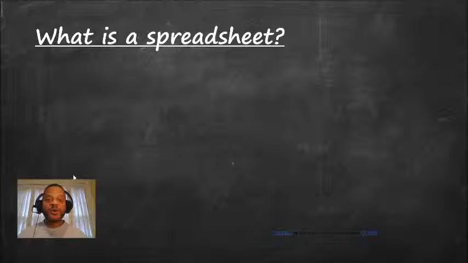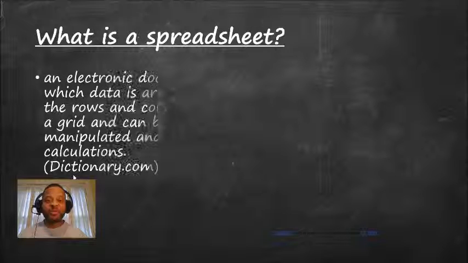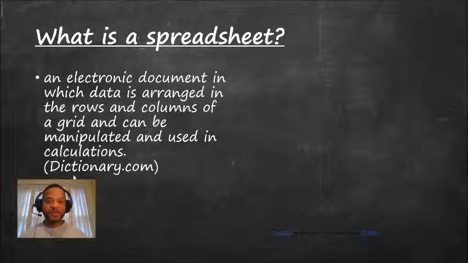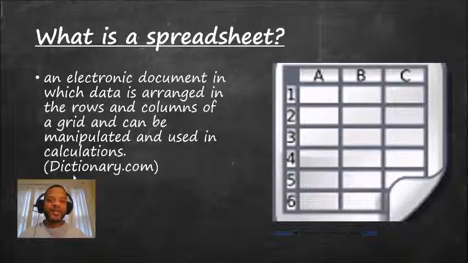If you go out to Google and you Google the word spreadsheet, you'll get this definition, which I believe is from dictionary.com. A spreadsheet is simply an electronic document in which data is arranged in rows and columns of a grid. And this data can be manipulated and used in calculations. In the graphic that's just appeared over to the right, you can see that grid. This is a depiction of what a spreadsheet kind of looks like.